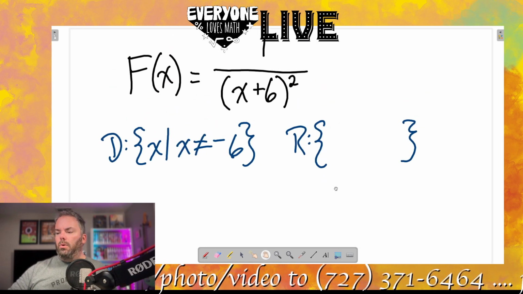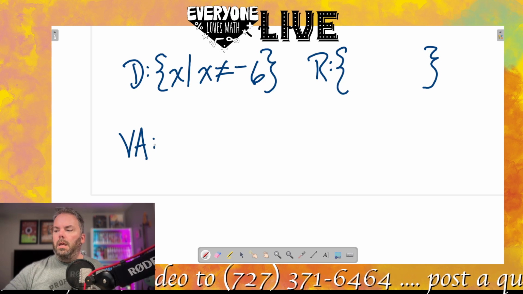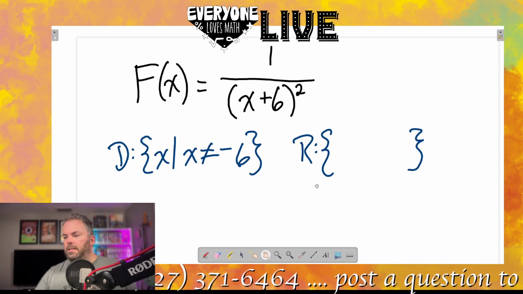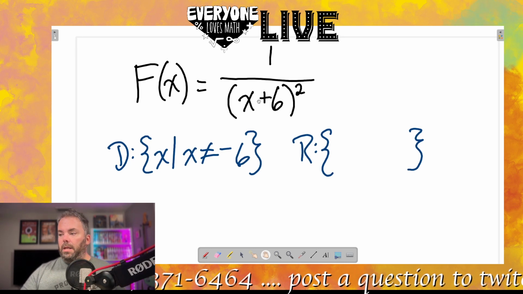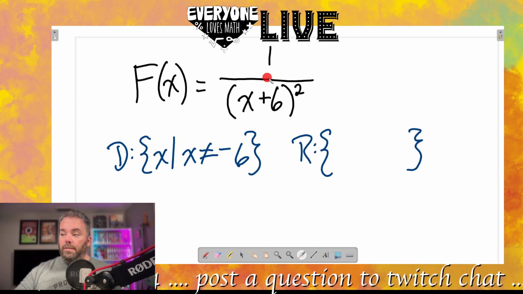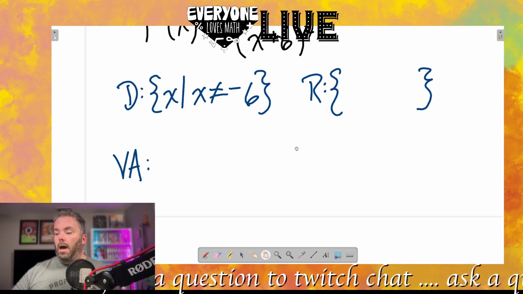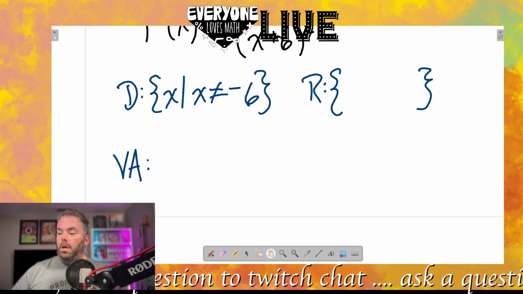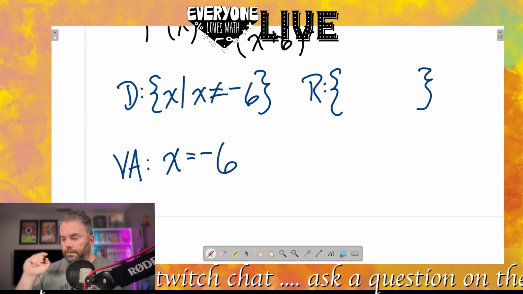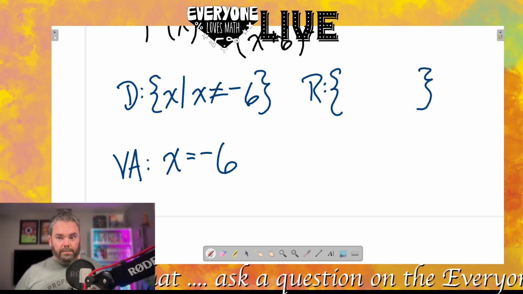So vertical asymptotes kind of hang around with the domain, because let's talk -6, right? When x is -6, that makes the denominator 0. And we would have 1 divided by 0. We would legit have a number divided by 0. That's bad. There is a vertical asymptote at the line x equals -6 for this problem. -6 makes the denominator irreparably bad.